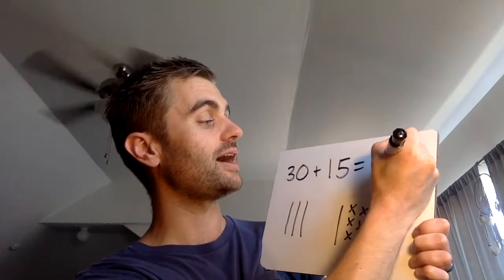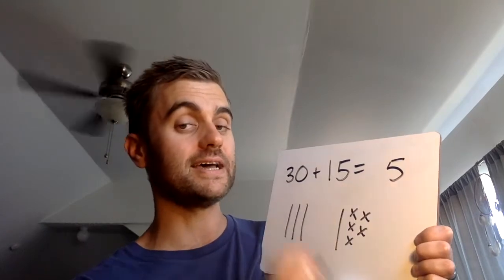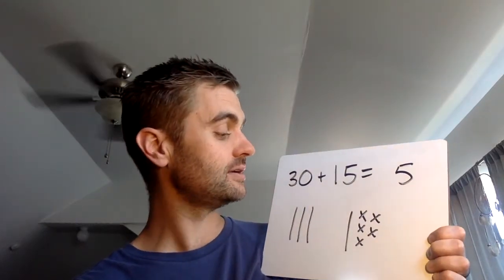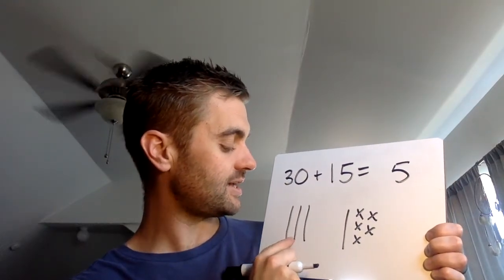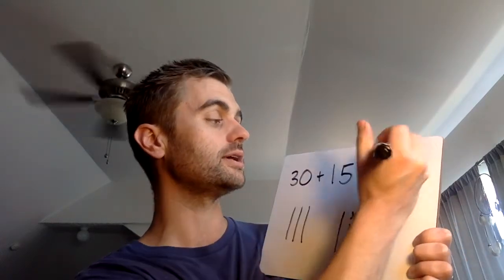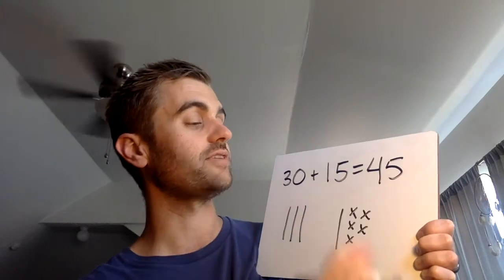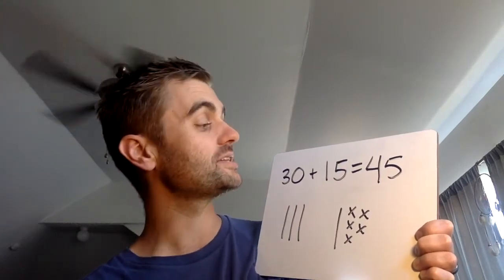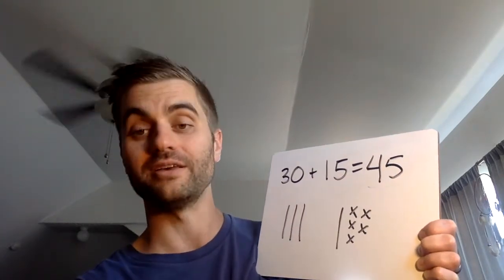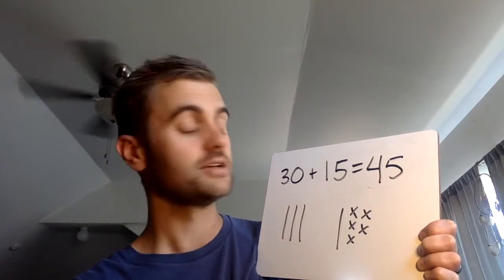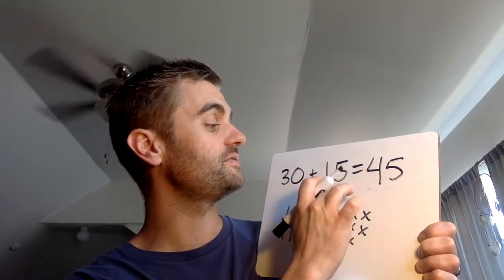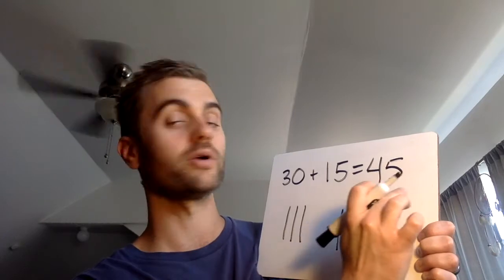We've got 1, 2, 3, 4, 5 ones. So I'm going to write 5 ones and leave a space for my tens because that's what we're going to count next. Let's count the tens. 10, 20, 30, 40. So I've got 4 tens and 5 ones. That makes my total 45. So we've got 30 plus 15 equals 45. Let's look at one more example.